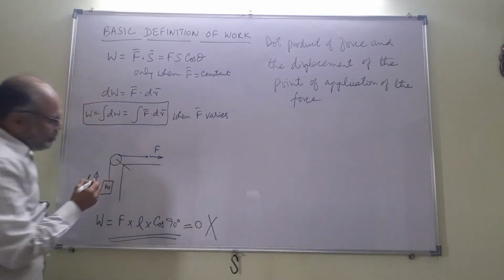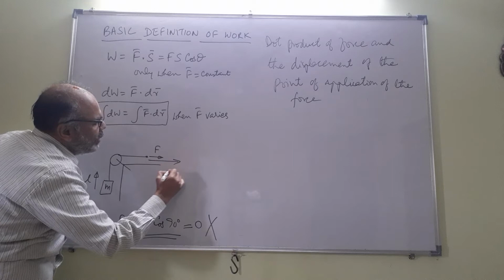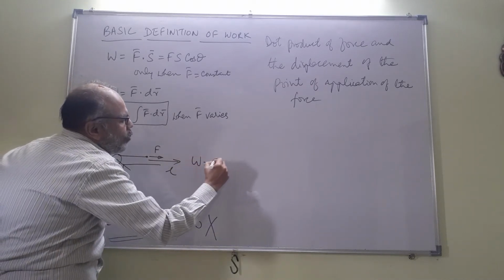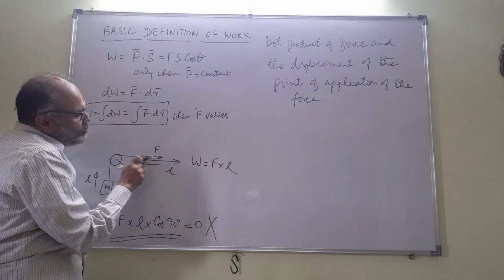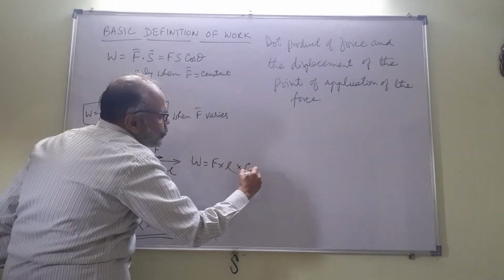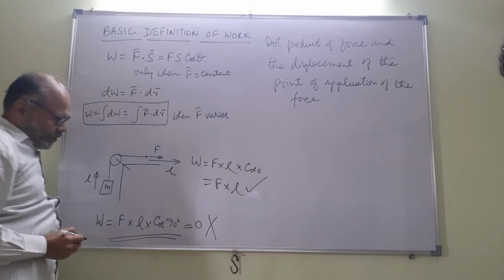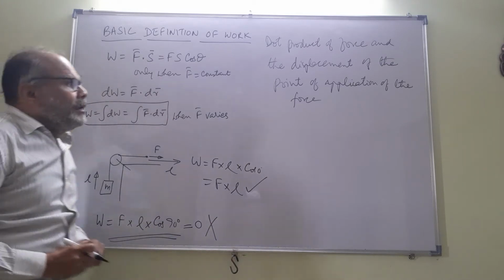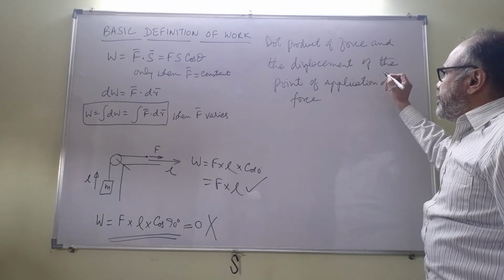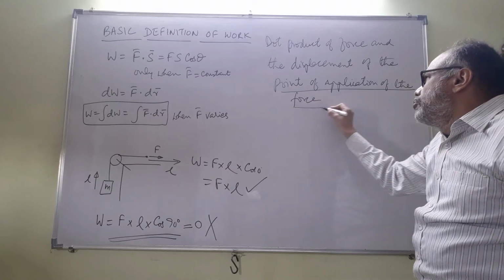So let us say if this mass now goes up by L, this point of application will move by L. So the correct way to write the work now is force into L cosine of the angle between F and L, which is 0, into cos 0, and the work would be F into L. That is the correct way of seeing it. Yes, so let's not miss out this displacement of the point of application of the force.